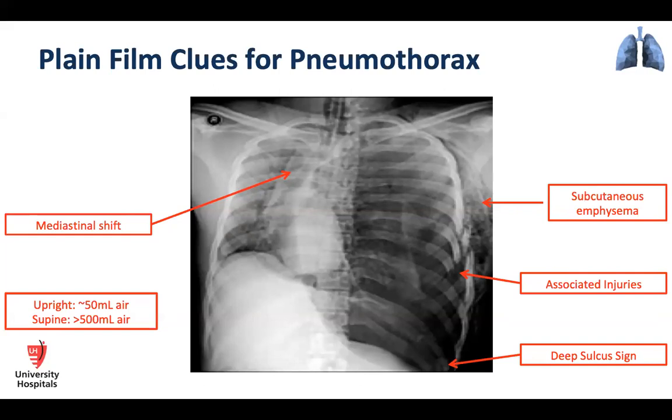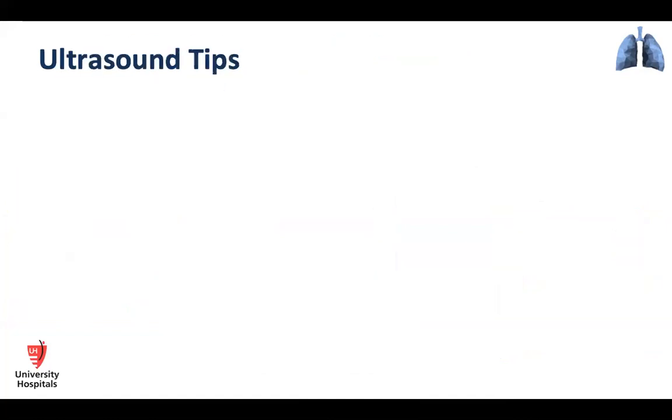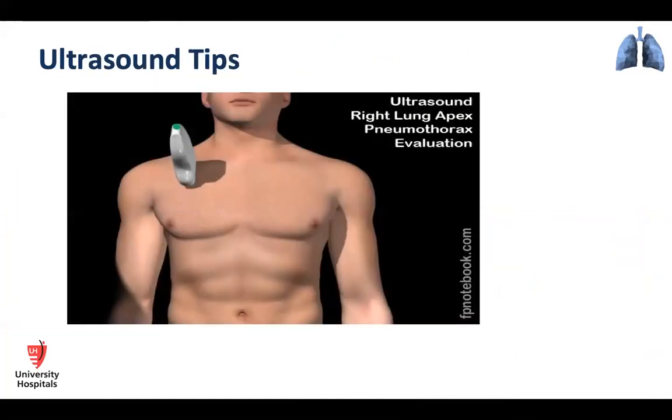An upright film will detect about 50 to 60 cc's of air, and a supine film will detect almost 10 times that, 500. So you need an upright film. With ultrasound, really, the utility of upright film is kind of a moot point, because you should be able to diagnose this by ultrasound alone. Now, ultrasound, we know, is much more superior to diagnose a pneumothorax than chest X-ray. There are multiple studies to prove that.